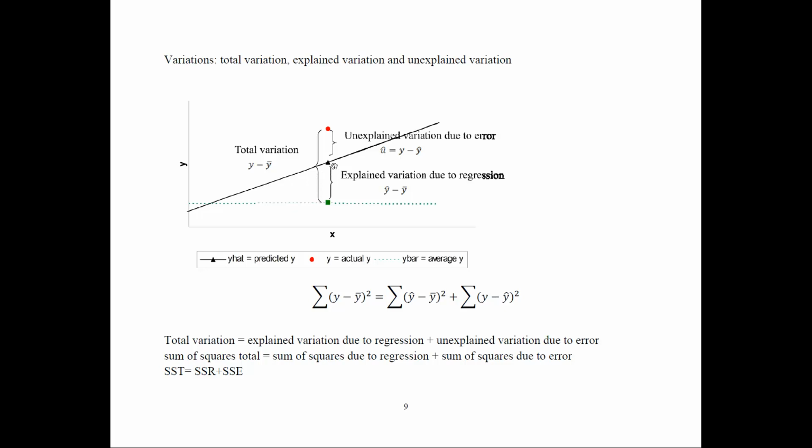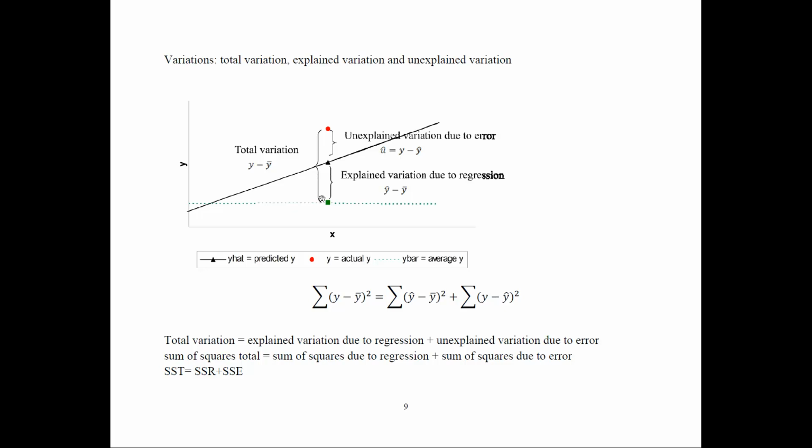The difference between the predicted values and the average values is the variation that we can explain with our regression. This difference here between the actual points and the predicted values is the error. We cannot explain this variation because it's due to error. And this variation between the average value and the actual value is our total variation. This point here is y, and this point here is y bar, so the difference is y minus y bar. So this is the total variation that we have.